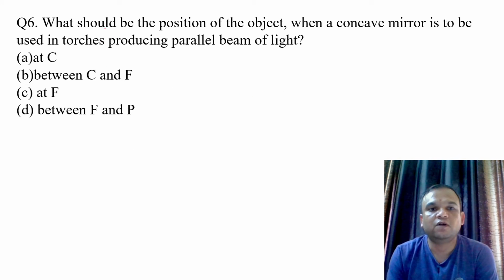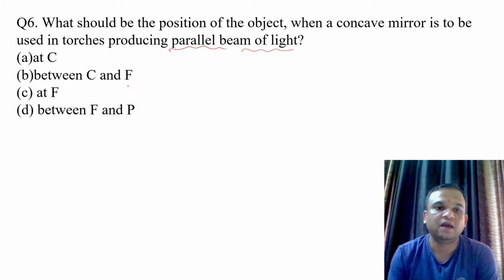Next question says, what should be the position of the object when a concave mirror is to be used in torches producing parallel beam of light? Parallel beam of light never meets anywhere, they meet at the infinity, and that is why the position of the object should be at the focus.